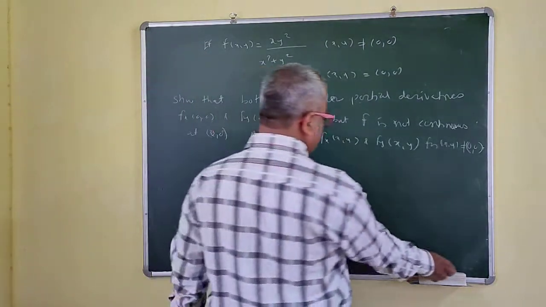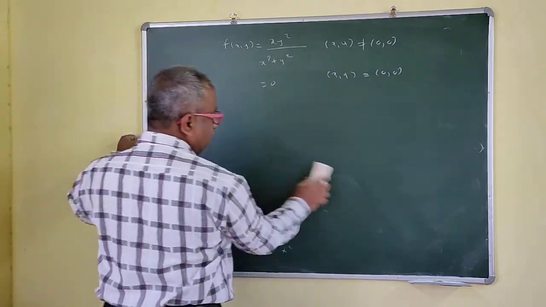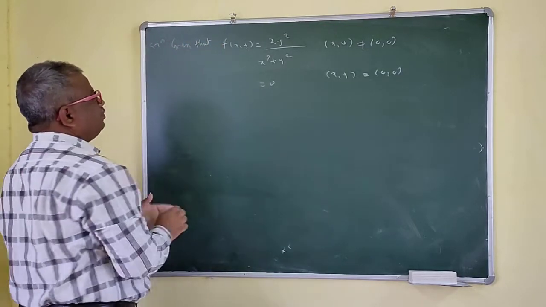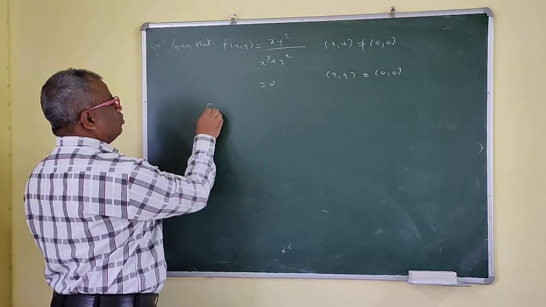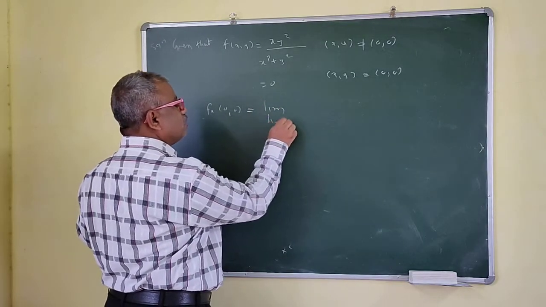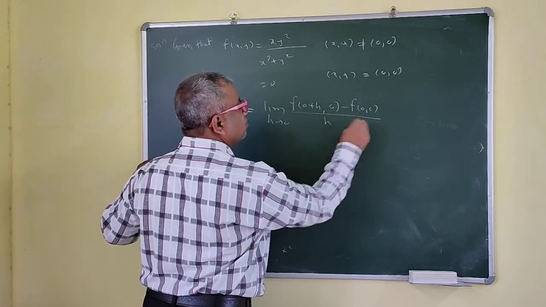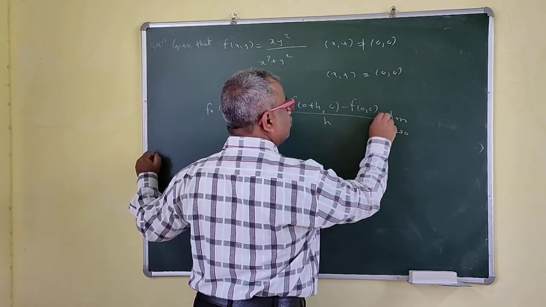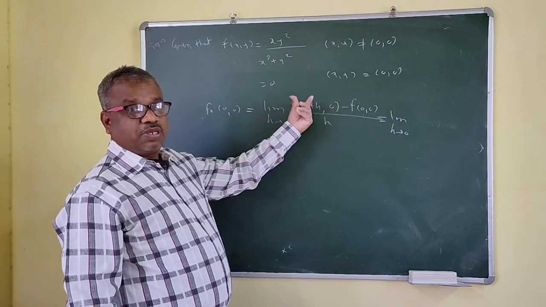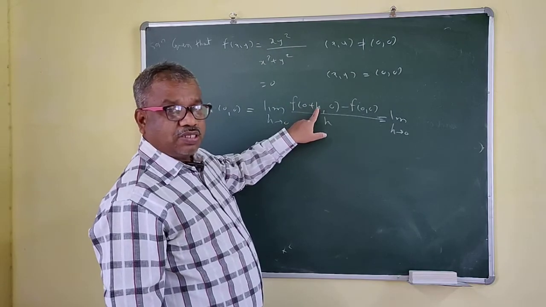Okay? So we will first find fx 0 0, fy 0 0. Then we will check the continuity. So solution: given that f of xy is equal to this. So write fx 0 0. Apply the definition: limit h tends to 0, f of 0 plus h, 0, minus f of 0 0, upon h. So this is limit h tends to 0, f of h, 0. 0 plus h means h, 0 means xy not equal to 0 0, because h tends to 0 means h not equal to 0. This is your function there. What you have to put here? Put the value of x is equal to h and y is equal to 0.